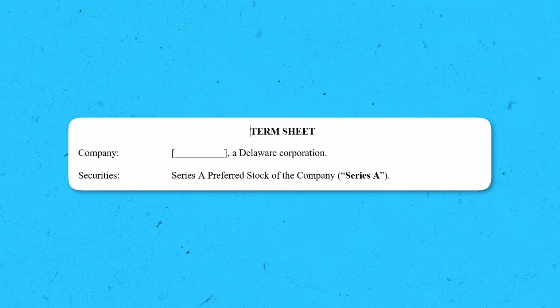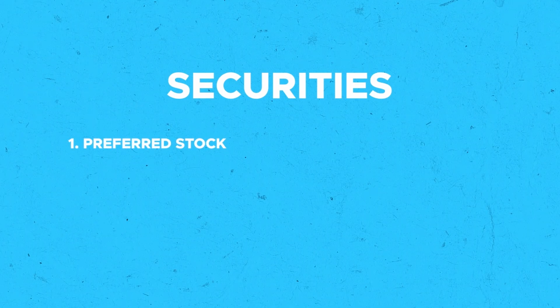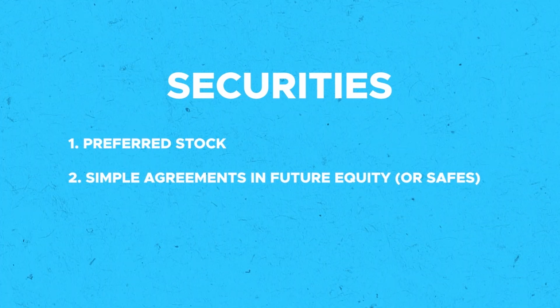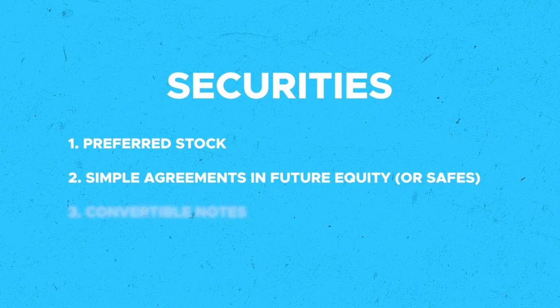First, you'll see a reference to the type of security in the transaction. There can be many different structures to an investment, but today we focus on 3 of the most common, which are investments via the issuance of preferred stock, simple agreements of future equity, or so-called SAFEs, and convertible notes.